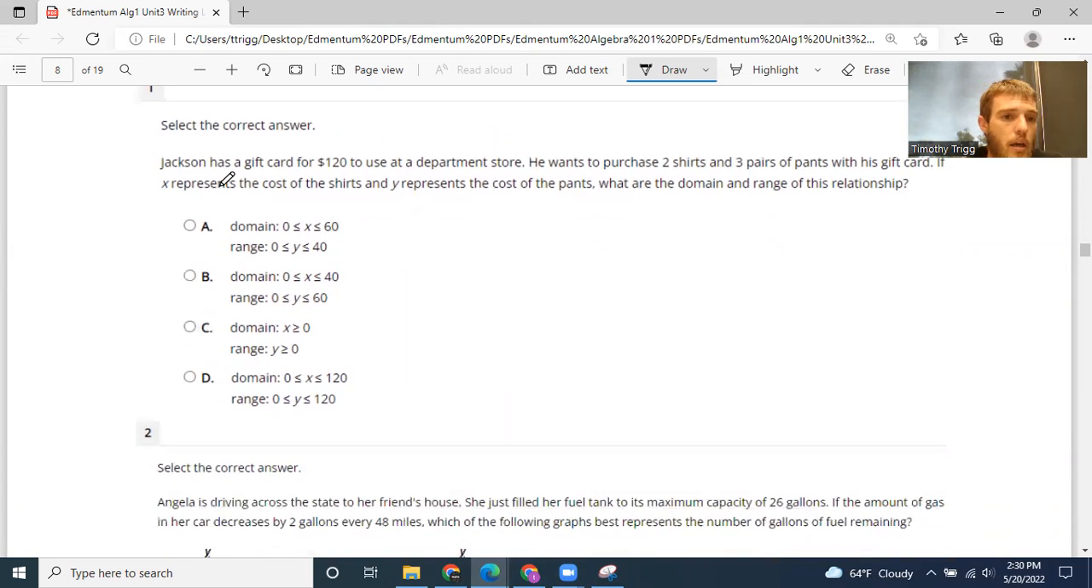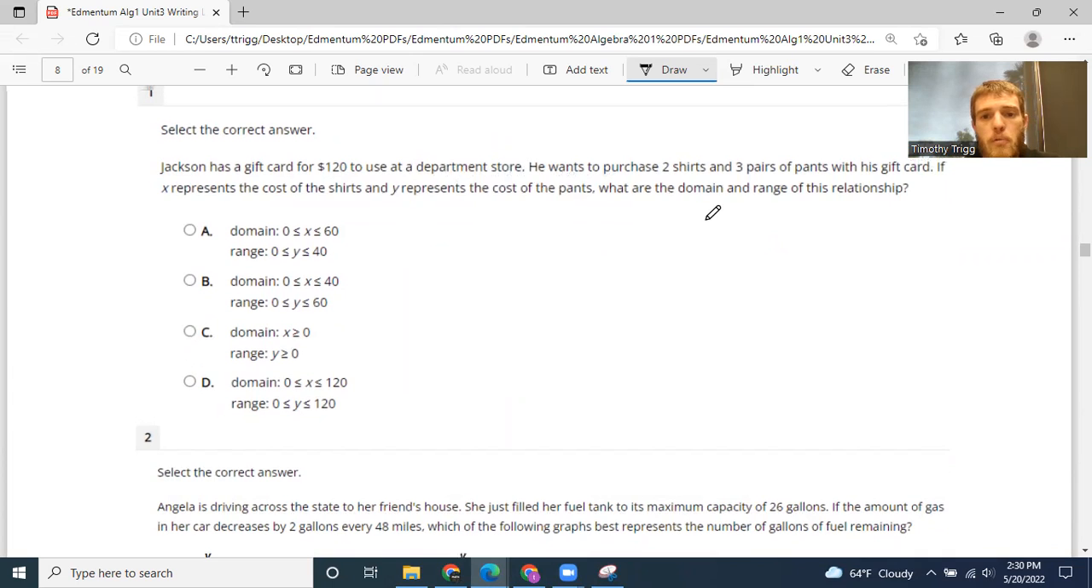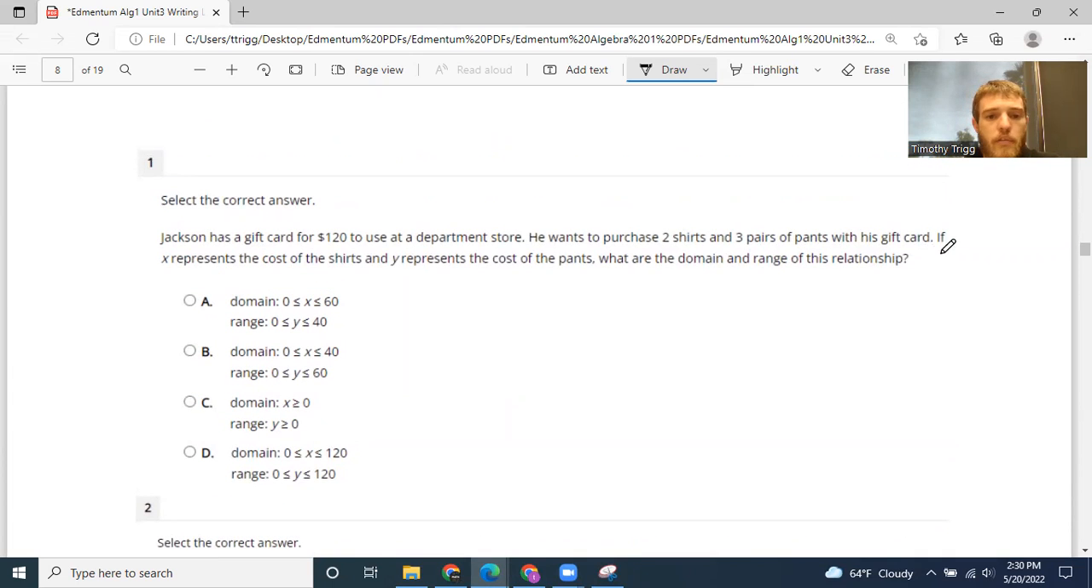All right. Jackson has a gift card for $120 to use at a department store. He wants to purchase 2 shirts and 3 pairs of pants with the gift card. If X represents the cost of the shirts, Y represents the cost of the pants, what are the domain and range? So in our case, we have this equation essentially: 2x plus 3y equals 120. In other words, 2x because he's buying 2 shirts, and 3 pairs of pants, that's 3 there.